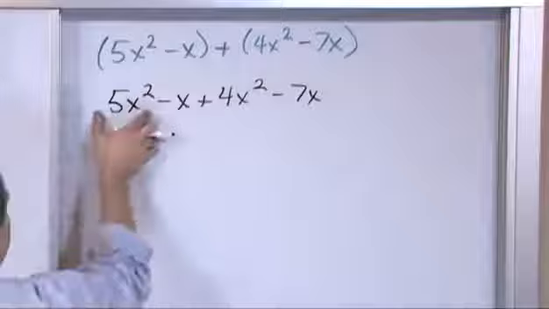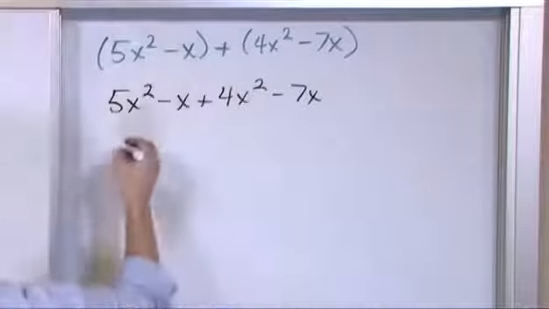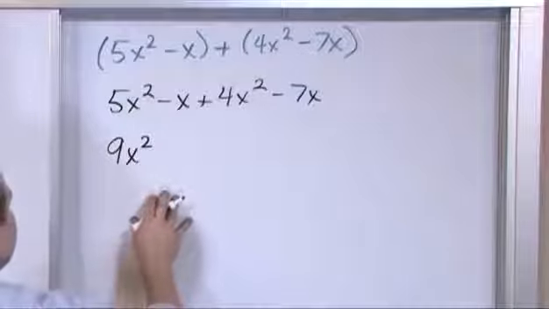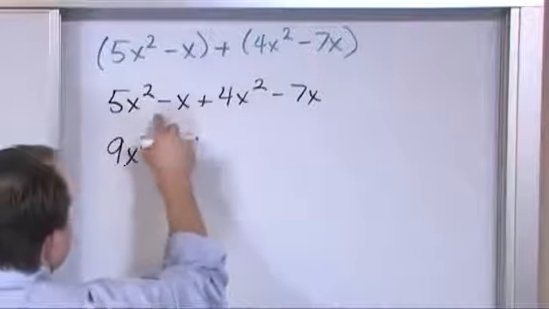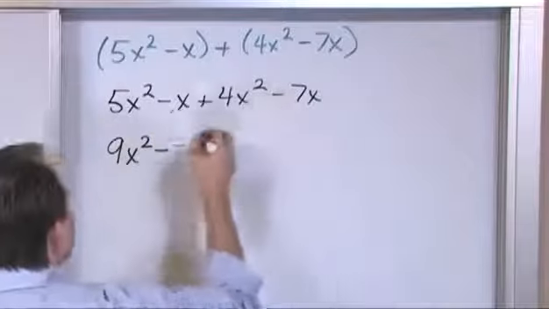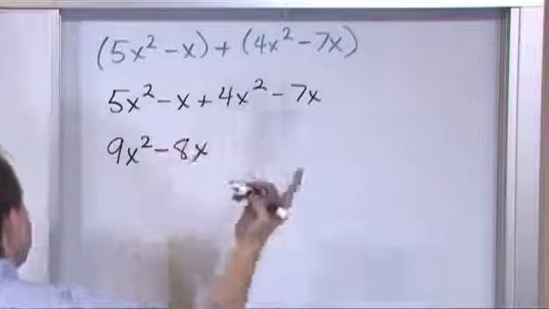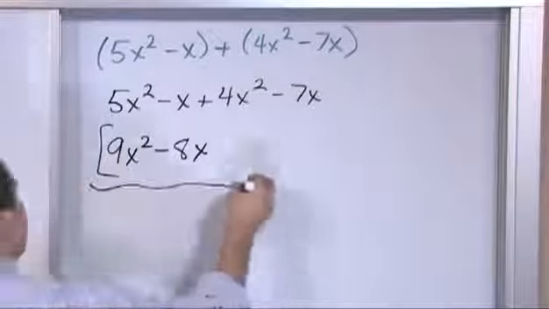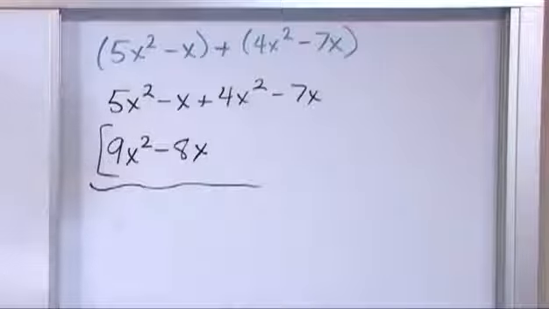Now we notice 5x squared and 4x squared are like terms. It's going to give us 9x squared. And then we look for other like terms. We have an x here, negative x really, and a negative 7x. So that's going to give us negative 1 plus negative 7, which is negative 8. 8 what? 8 x's. So we have 9x squared minus 8x. Really just doing the same thing over and over again, just with a little bit more complicated problems.